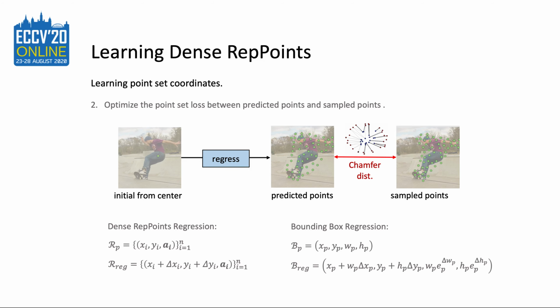After we sample the ground truth points, we optimize the point set loss between the predicted points and the sampled points. The predicted points are initialized from the object center, and we predict the per-point offset to generate the refined points. We use chamfer distance to supervise the regressed point sets. Different from bounding box regression, this RepPoints regression has more degrees of freedom.